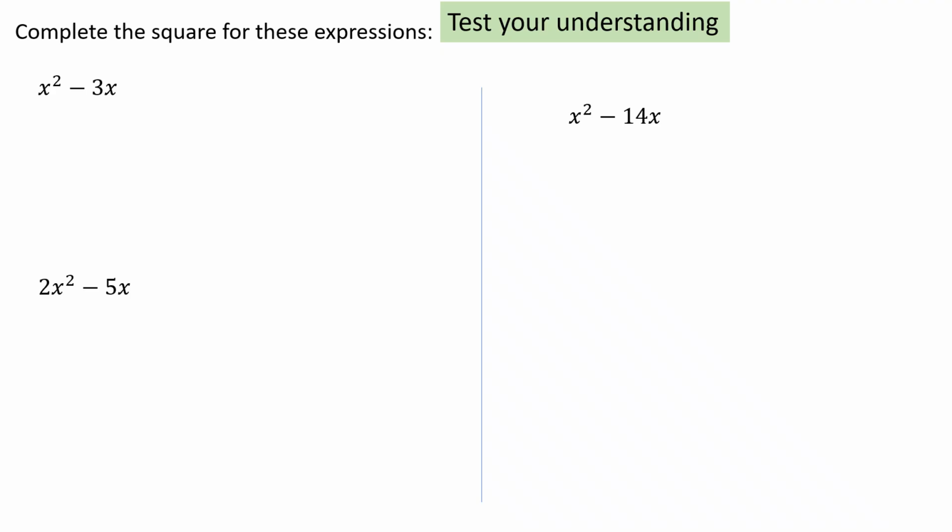Now pause this video, try it yourself and test your understanding. x minus half of the coefficient of x, which is 3 over 2, squared, take away 3 over 2 squared, which is 9 over 4.